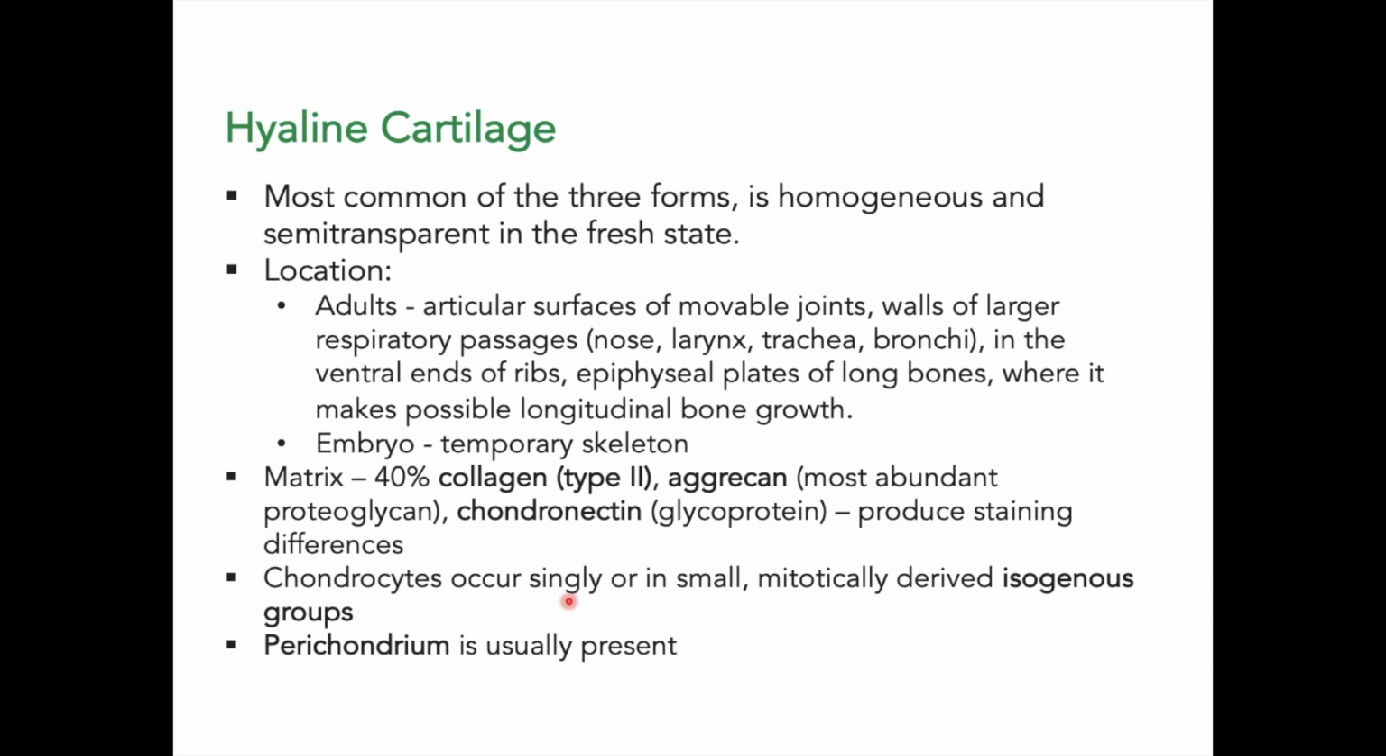Okay, now chondrocytes occur singly or in small mitotically derived isogenous groups. Okay, yung isogenous groups usually composed of 6 chondrocytes within a lacuna. Okay, then after a while, pag nag-mature na sila talaga, they will separate by the laying down of the extracellular matrix by each chondrocyte. So, masa-separate sila. And again, perichondrium is usually present in hyaline cartilage. Okay, kasi there is a cartilage na walang perichondrium.